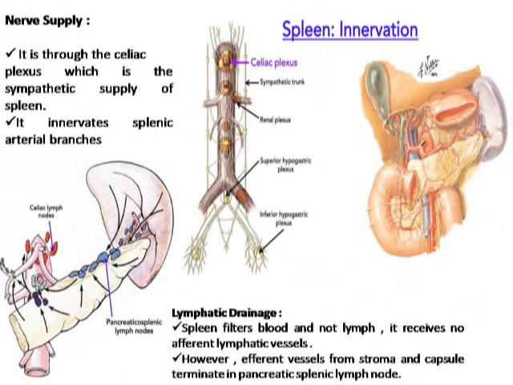Next is the nerve supply of the spleen. Here it is predominantly supplied by the sympathetics from the celiac plexus, and the fibers supply the blood vessels and smooth muscles of the trabeculae.